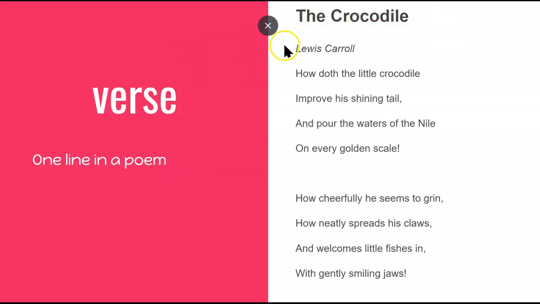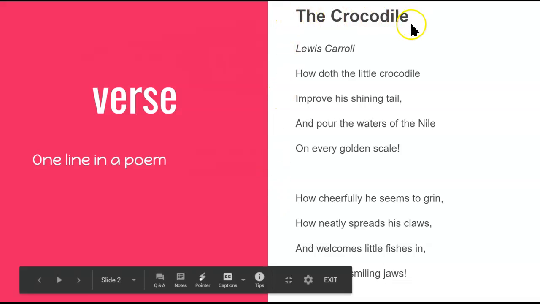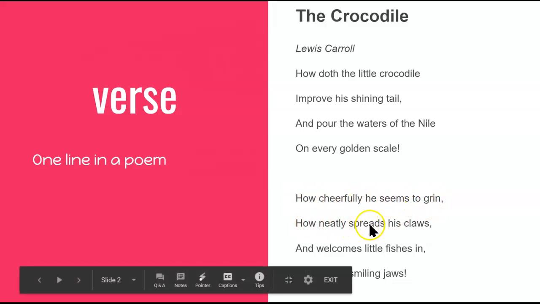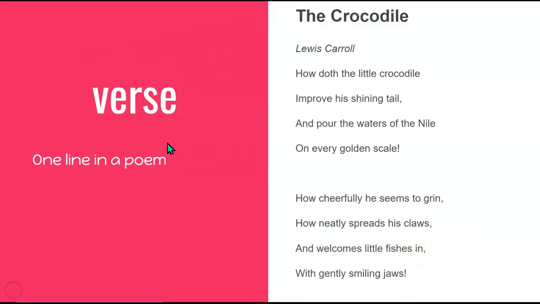So over on the right-hand side over here, we have the poem The Crocodile by Lewis Carroll. How doth the little crocodile improve his shining tail, and pour the waters of the Nile on every golden scale? How cheerfully he seems to grin, how neatly spreads his claw, and welcomes little fishes in with gently smiling jaws.